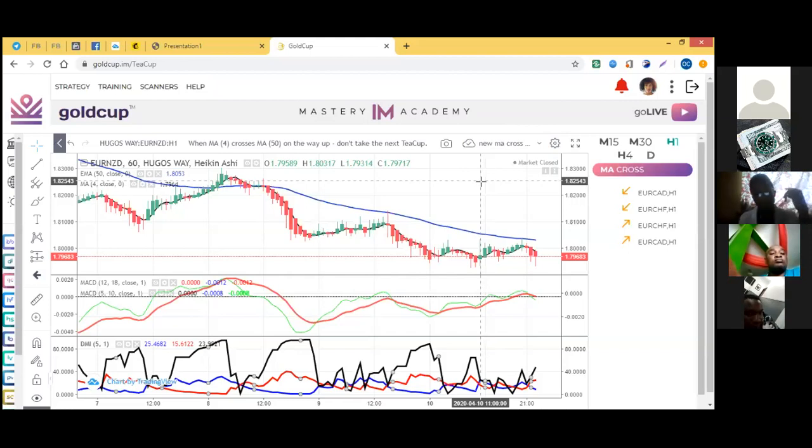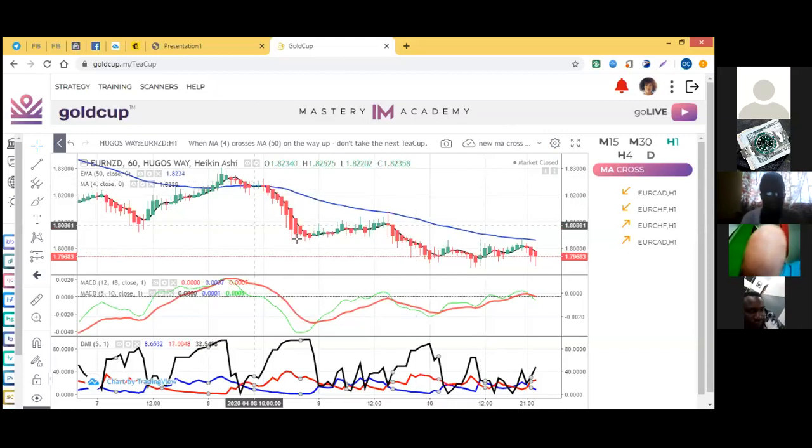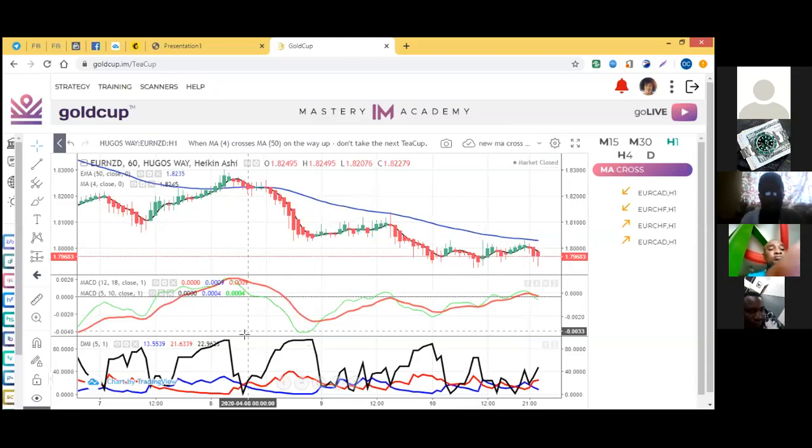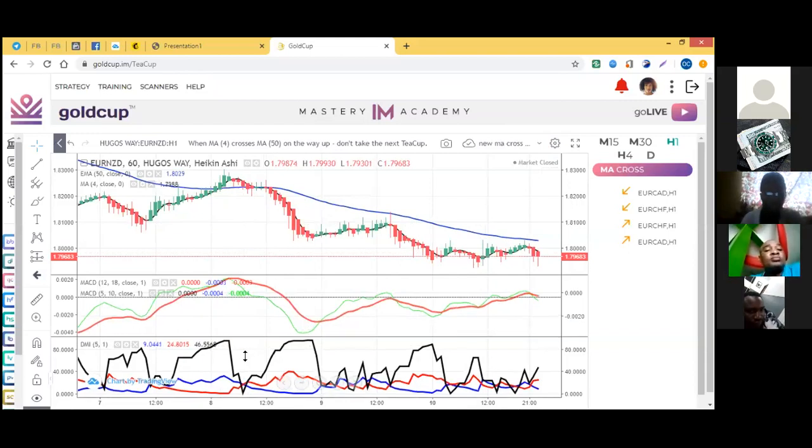The MACD and the DMI and the Akinci candle. Once you've done that, you are good to go, guys. You are good to go to take your trade. So let me go over the confirmations and how you can use this strategy properly. All right, how you can use this strategy properly.